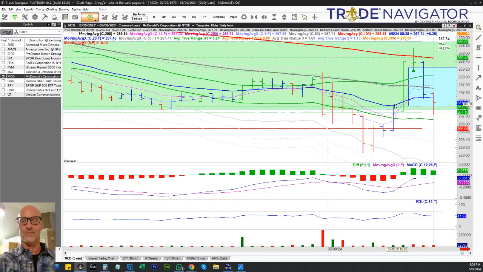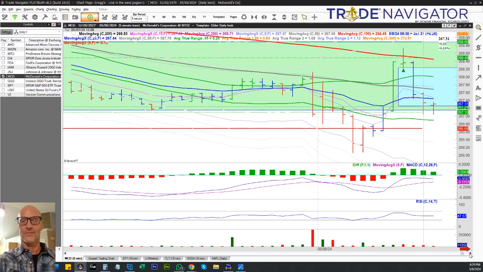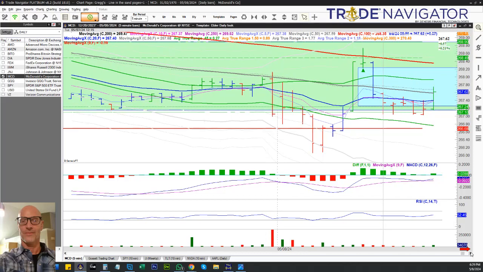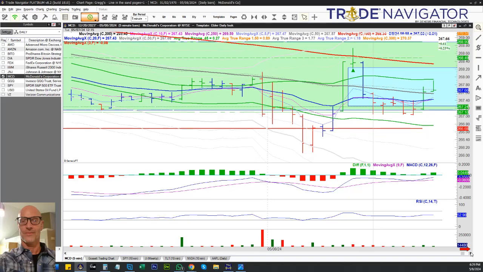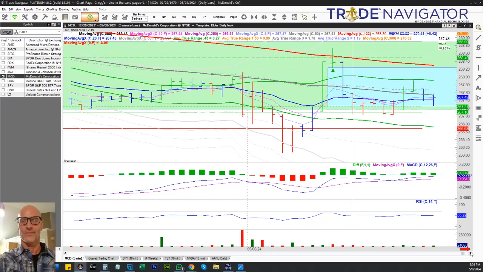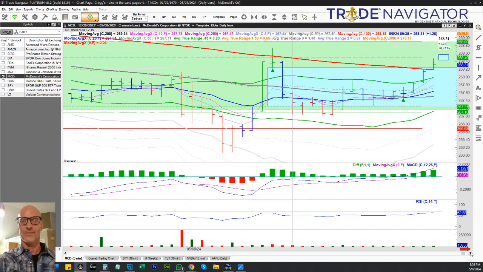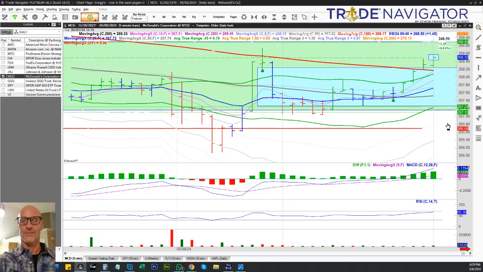And so again, I got long here at 267.24. Next bar didn't do much. Next bar up a little bit. Next bar down, but not to my stop. And then we turned around pretty quickly. Big up bar, another up bar, down bar, and then we moved up strongly. And here we go. Got to my 4 ATR gain.